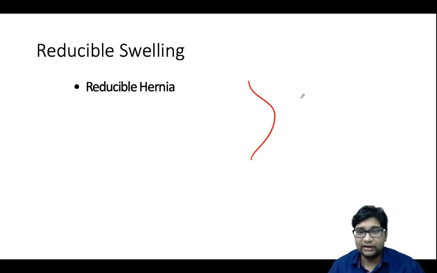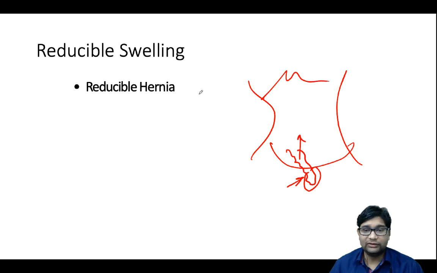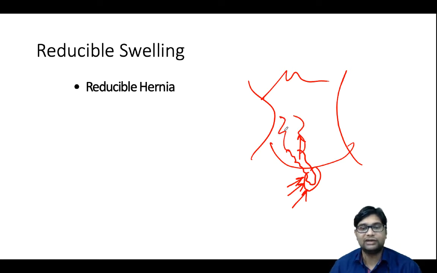Reducible swelling means that you are using a deforming force, like, say, in the scrotal region where the bowel content has herniated. If you put pressure, it will go inside and it will not come back suddenly. So in a reducible swelling, once the deforming force is removed, it may remain reduced because it has gone into the cavity which was containing it earlier.